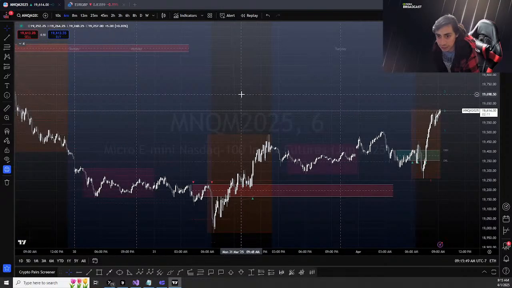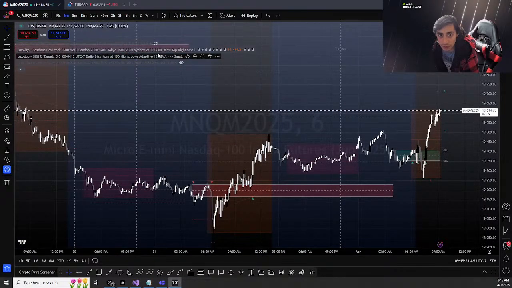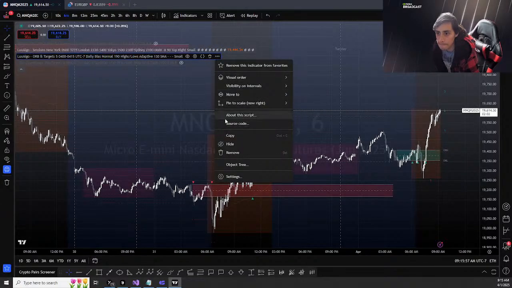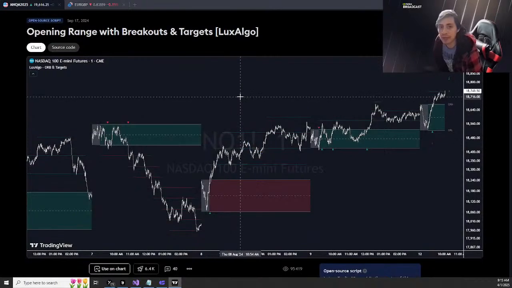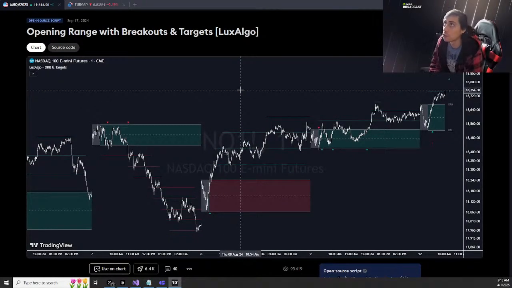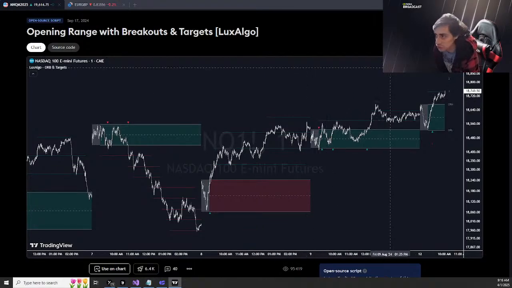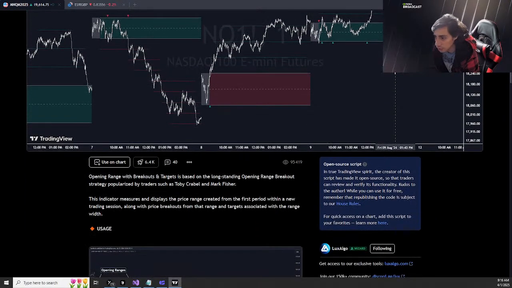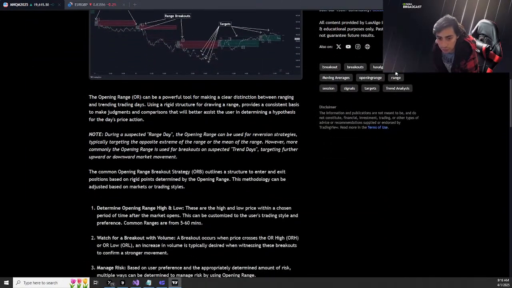With this indicator that I really encourage you guys to test. I already plotted it on Telegram. It's from the guys at LuxAlgo. They are very professional coders, to be honest. They have a lot of resources, and recently they launched this.